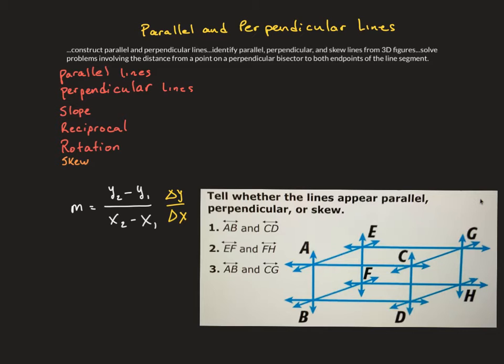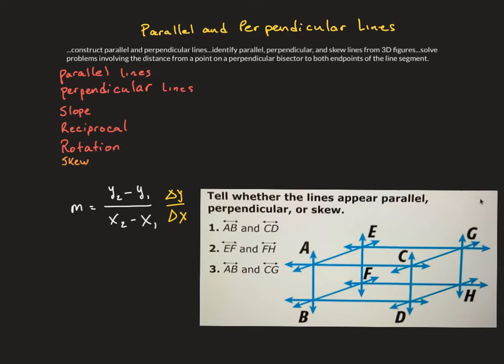Skew. Now, skew is going to be a line that is neither parallel nor perpendicular. And that's what this example down here is meant to show. It says tell whether the lines appear parallel, perpendicular, or skew. Parallel lines will never intersect, so they end up having the same slope. So, line AB and line CD appear to be parallel.